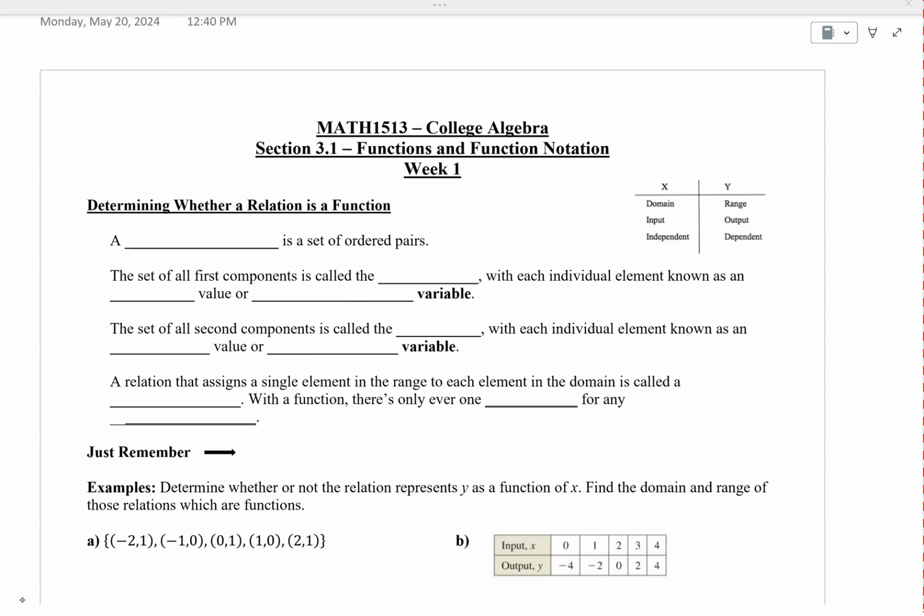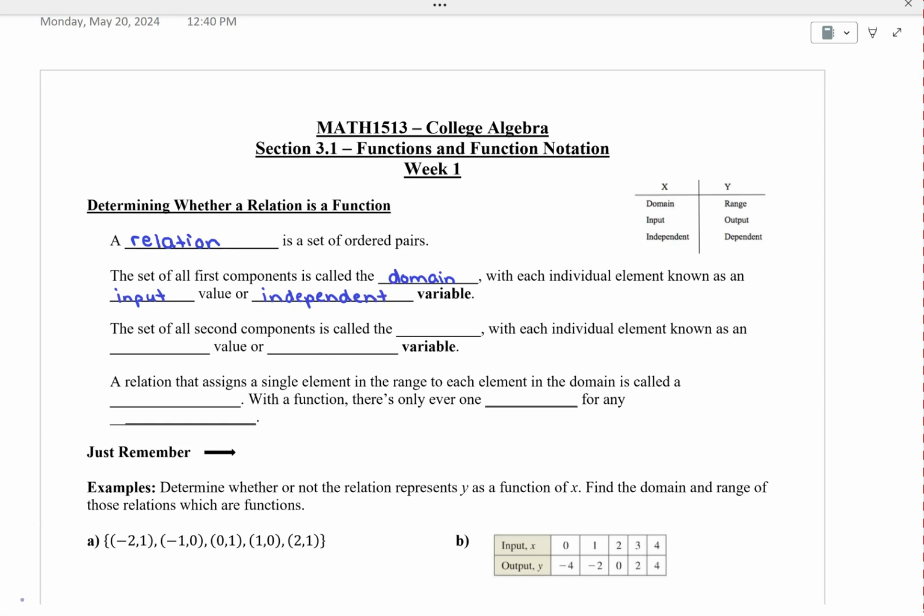So we're going to be seeing whether or not things are functions. Let's start with some definitions. The first one is telling us that a relation is a set of ordered pairs. Now, inside the set of ordered pairs, I want to talk about the first component. That first component is going to be called the domain. However, it's also called some extra stuff. That individual element is also known as an input value or an independent variable.